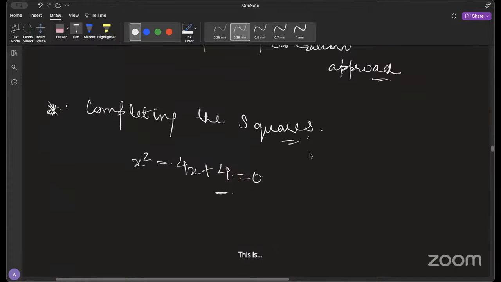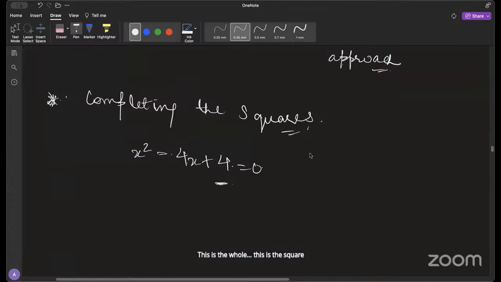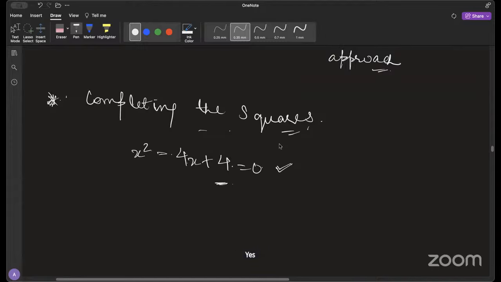Yes. This is already a square, ma'am. Square of x minus 2. We'll start with this thing. We'll see how we do the completing the square, and then we'll find something which is not a complete square. Is that fine? Yes, ma'am. We'll deal with that example too. Okay, so starting with this one.